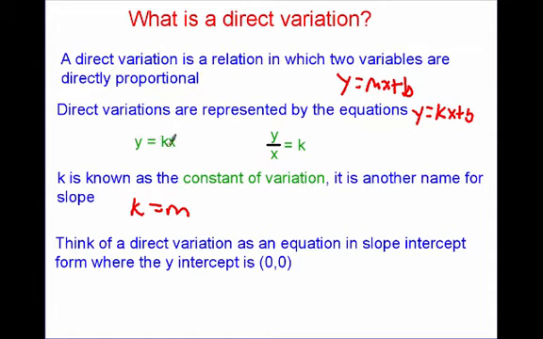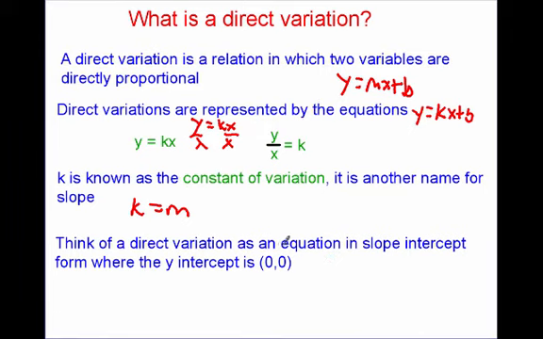Now, if we look at these two equations, you should notice that they're really the same thing. This is y equals k times x, and this is y divided by x equals k. All we did to go from here to here is divide both sides by x, so y divided by x equals k. So the way we're going to be able to tell if something's a direct variation is if we do our y values divided by our x values and we get a constant every time, then it's a direct variation.